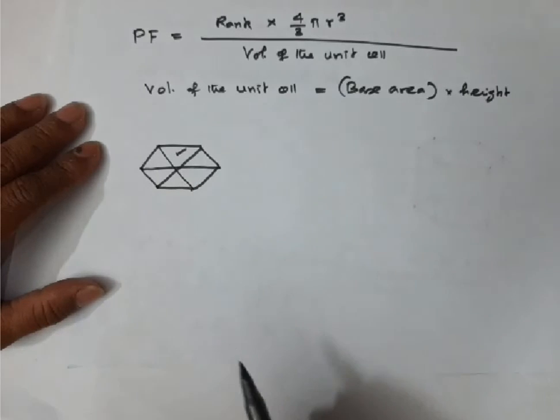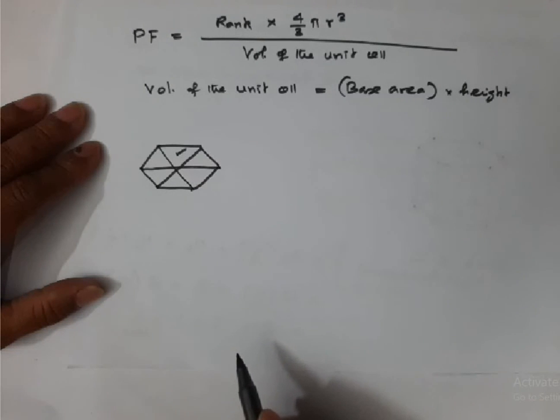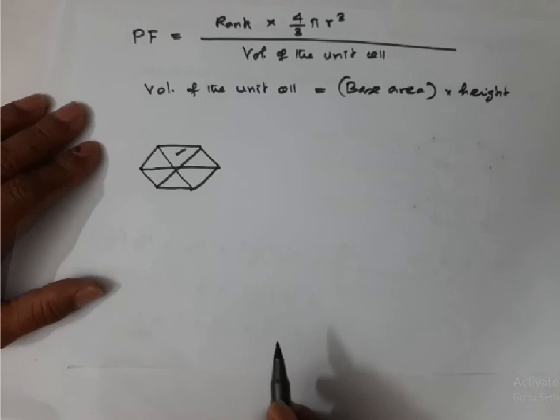Now, what is the area of an equilateral triangle? Students, can anyone answer this? What is the area of an equilateral triangle? Any idea? Root 3 by 4 a square. Very good. Root 3 by 4 a square.